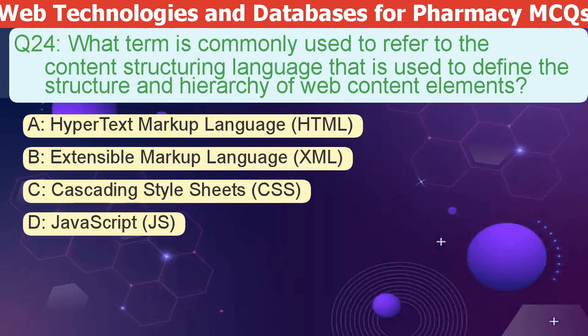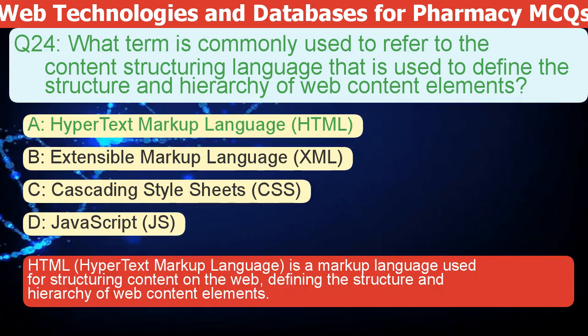What term is commonly used for the content structuring language that defines the structure and hierarchy of web content elements? A. Hypertext Markup Language, or HTML. B. Extensible Markup Language, or XML. C. Cascading Style Sheets, or CSS. D. JavaScript, or JS. The correct answer is A. HTML, or Hypertext Markup Language, is a markup language used for structuring content on the web, defining the structure and hierarchy of web content elements.